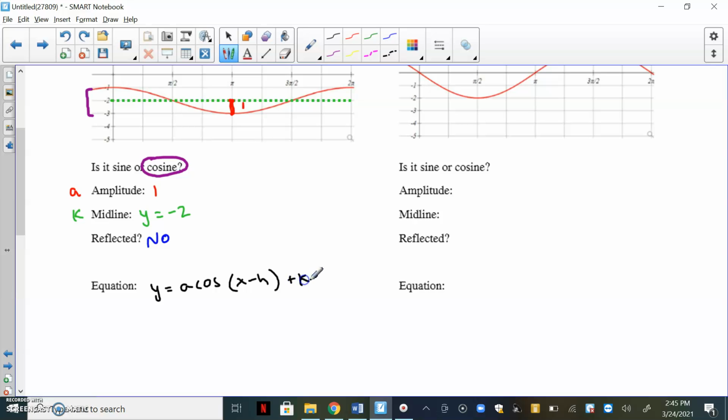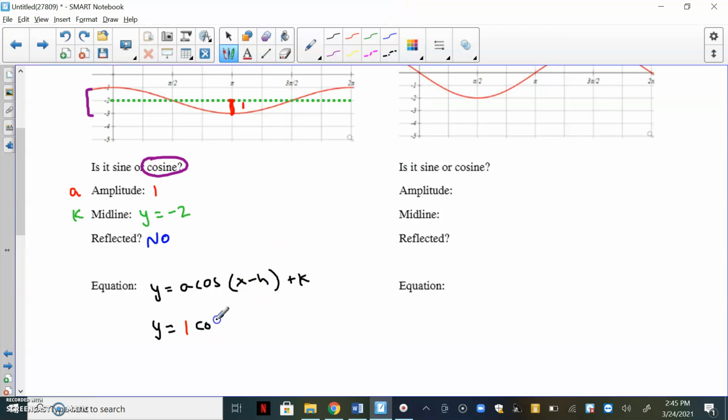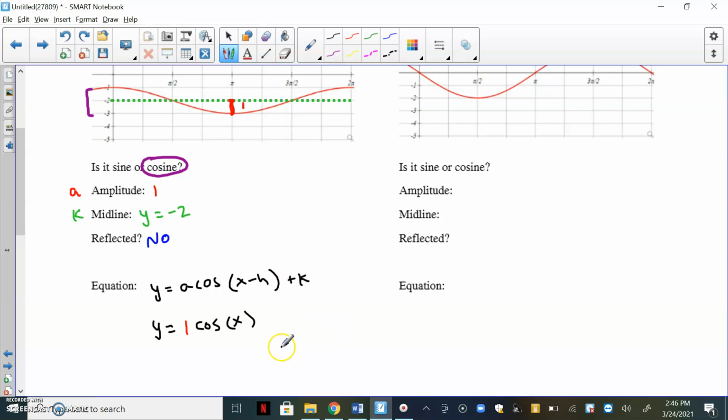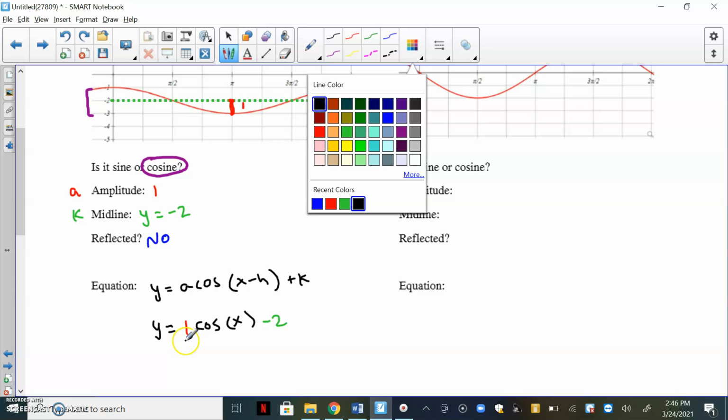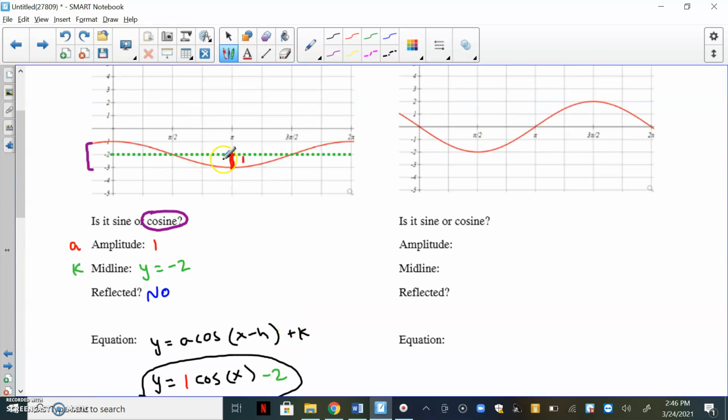So, all right. This is what we're working with. Now, we just have to plug in our pieces. A is 1, so we'll put a 1 where A is. Cosine, we don't have an H. We're just not going to have H's ever with this. And then K is -2. So that is my final equation for this. And it makes sense. If you look at your equation, this just means moves down 2. And that's exactly what happened to my graph.